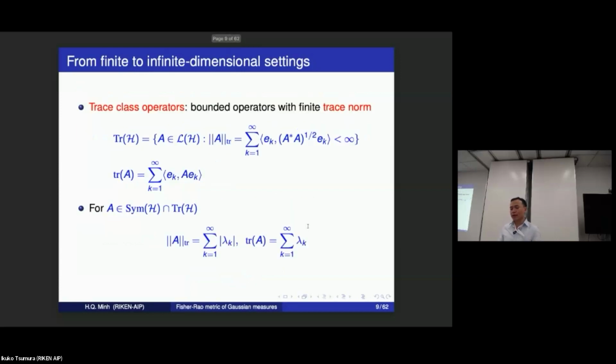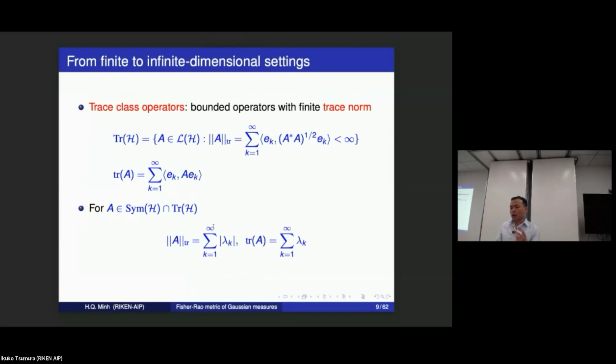We also have the set of trace class operators. These are bounded operators with finite trace norm. For A in this set of trace class operators, the trace is given by this formula here. If A is self-adjoint, then the trace norm is the summation of the absolute values of all the eigenvalues, and the trace is the summation of all the eigenvalues. So this one is like an L1 norm, and this Hilbert-Schmidt norm here is the L2 norm.